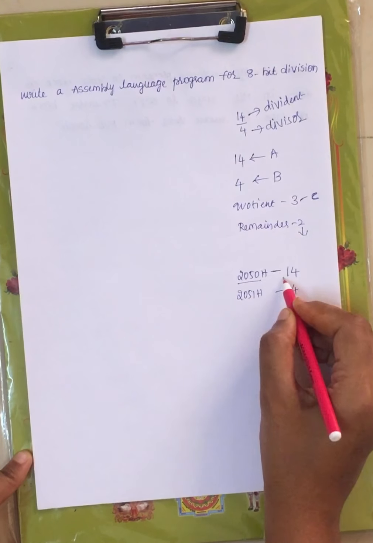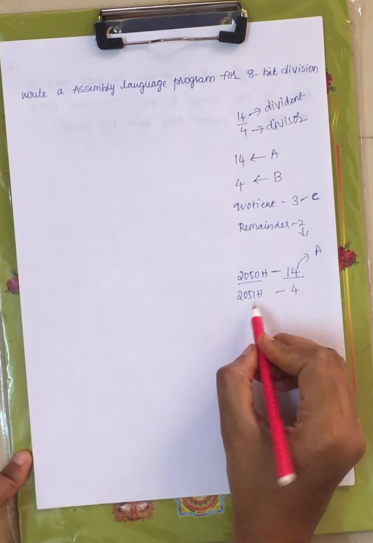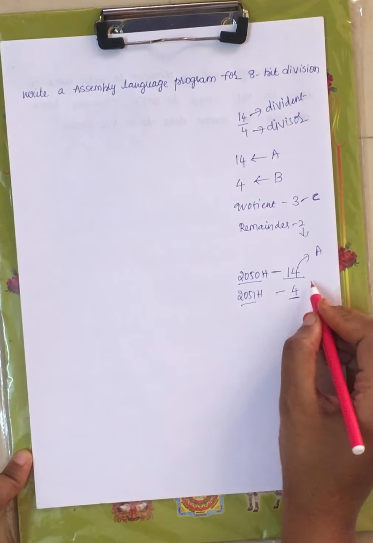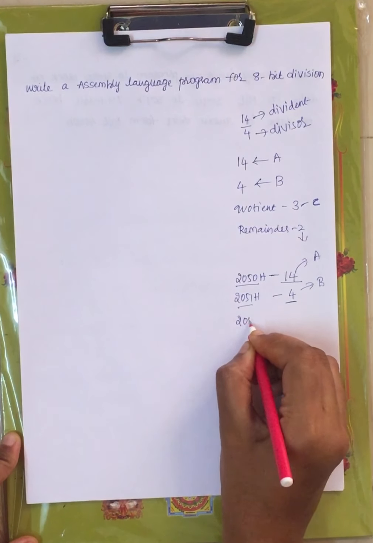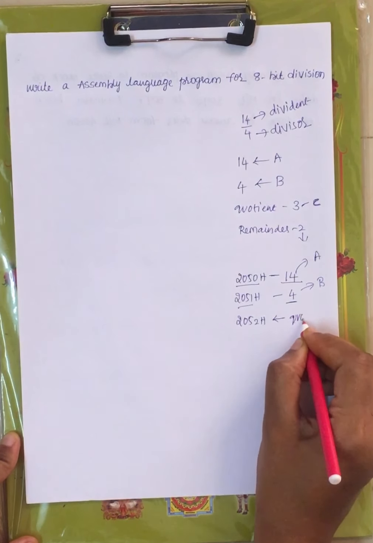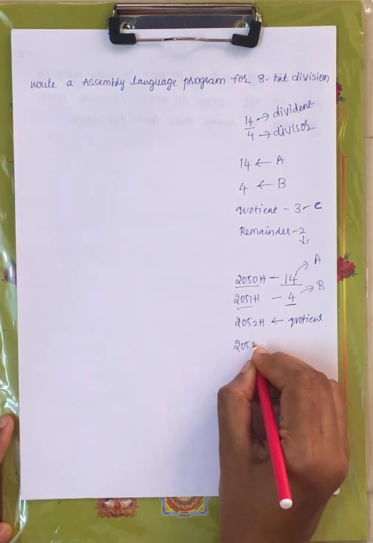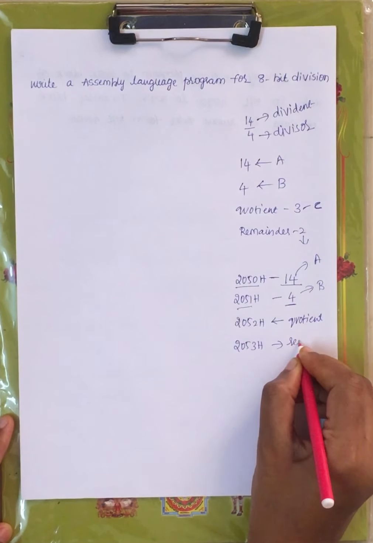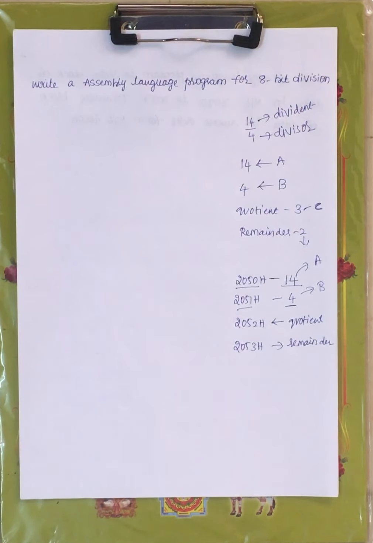Now 2050H is storing 14. This has to be stored into A using a set of instructions. 2051H is storing the divisor, and this has to move to the B register using a set of instructions. Next we have 2052H. To this memory location we have to store the quotient. To memory location 2052H we store the quotient, and to the next memory location, 2053H, we will store the remainder. This is the procedure.